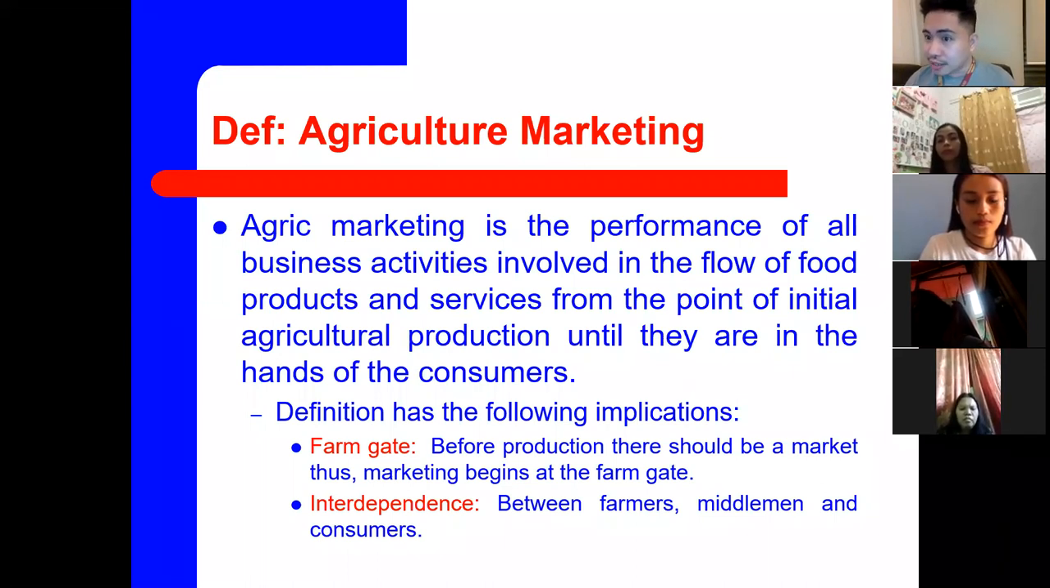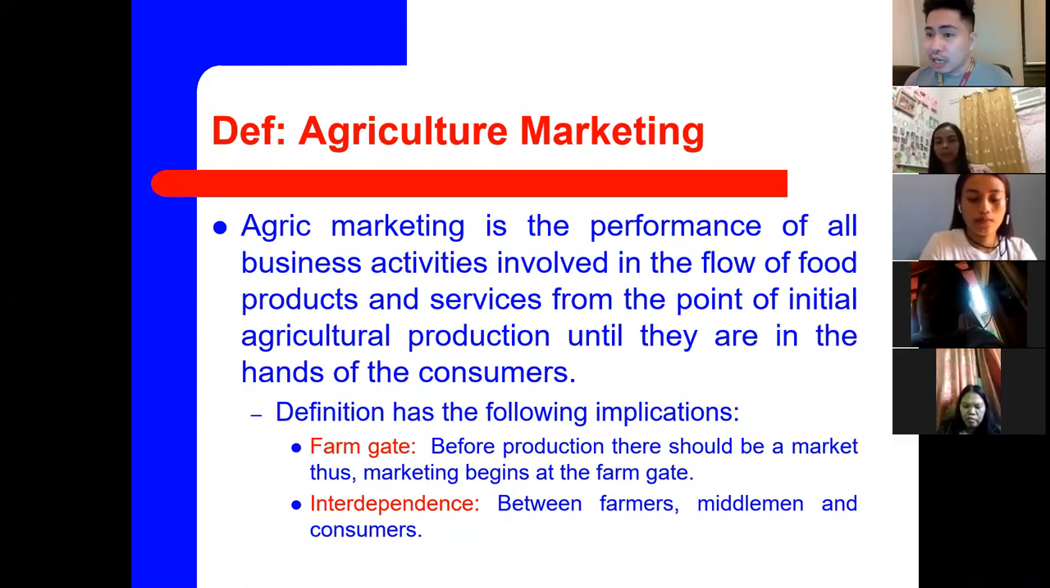Mangutan na ko ana sa inyong essay, ha? So, what is your understanding of farm gate marketing and how could it help you if in case you will be breeding cows or breeding pigs or breeding chickens for slaughter? So, kung makasabot ana, farm gate marketing is already identifying your consumers at the start of the planning of production.